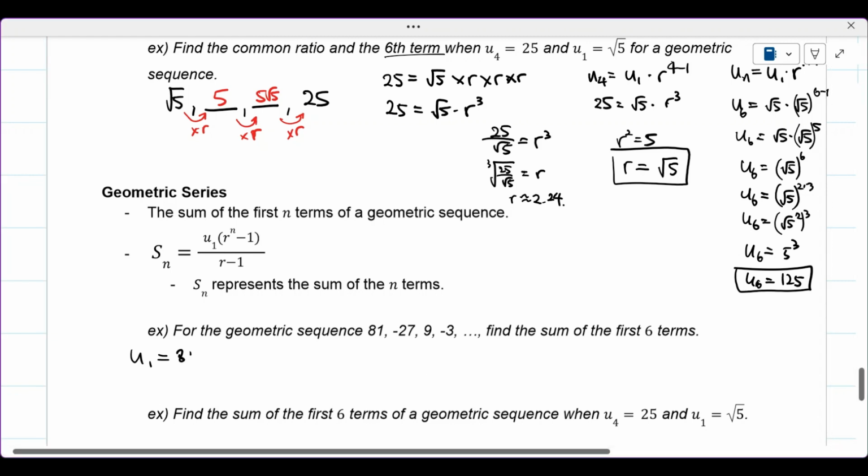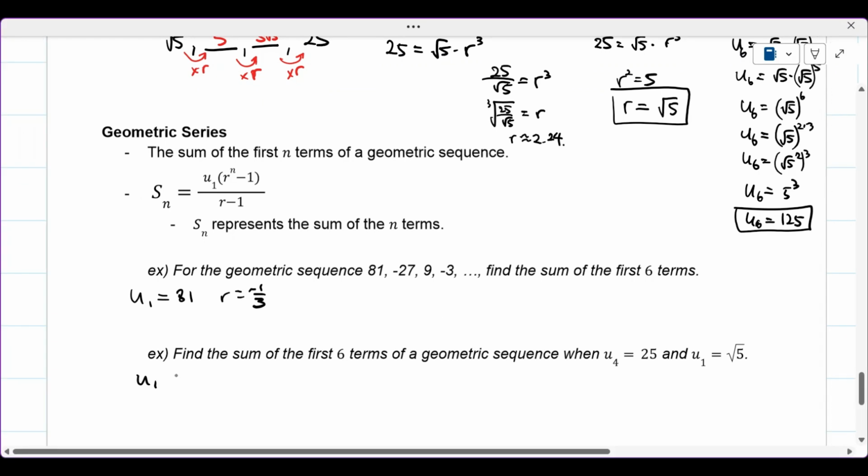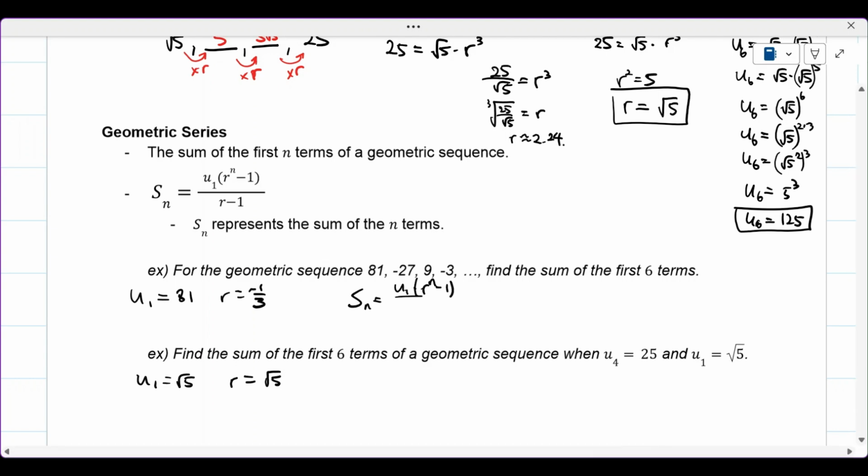u1 for the first one was 81, and the r was negative 1 over 3. u1 for the second sequence was square root of 5, and the r was also square root of 5. Now let's use the formula for the geometric series to find the sum of the first 6 terms. So how do you find the sum of the first 6 terms? Well, we use the formula Sn is equal to u1 times r to the power of n minus 1 divided by r minus 1, and apply 6 for n. In this case, u1 was 81, r was negative 1 over 3.